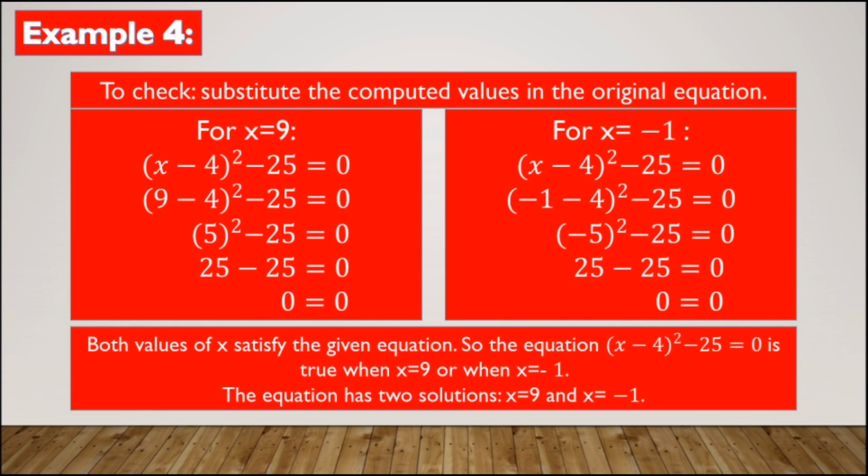Check. Both values of x satisfy the given equation. So the equation x minus 4 quantity squared minus 25 is equal to 0 is true when x is equal to 9 or when x is equal to negative 1. The equation has two solutions. X is equal to 9 and x is equal to negative 1.